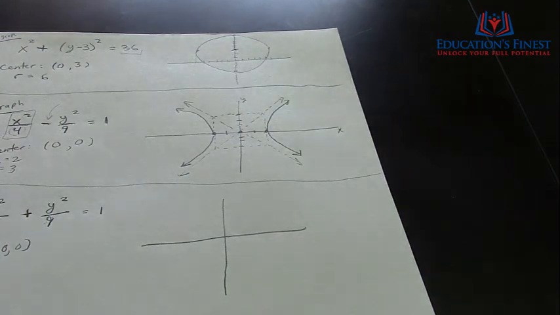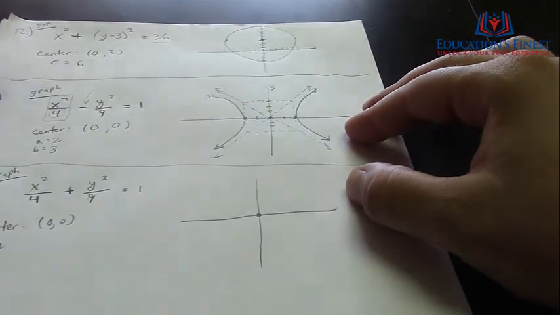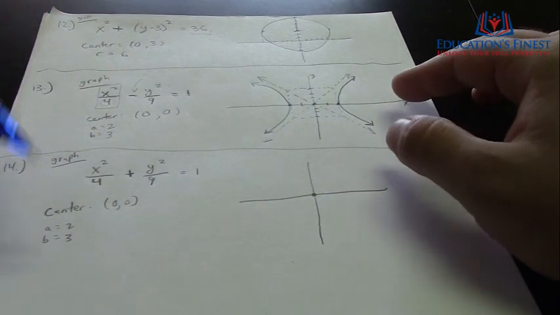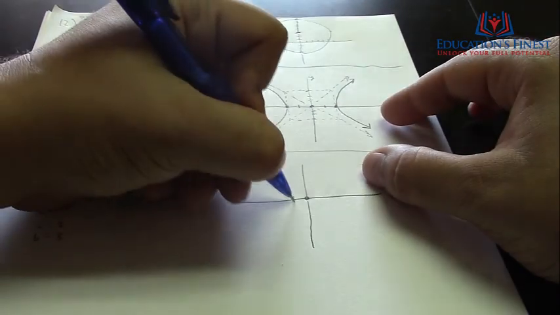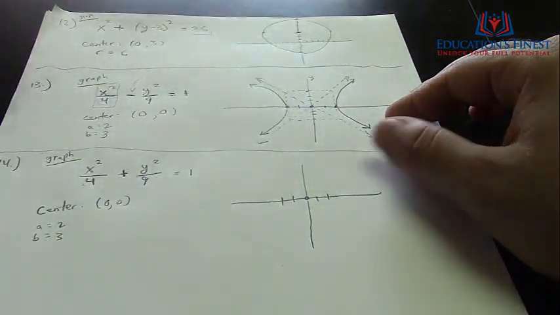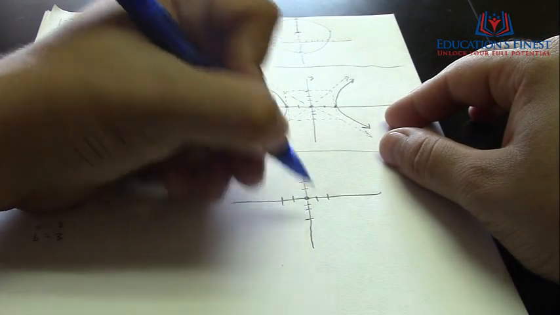Alright. Now, you graph your center, okay? And in this case, the A, remember, we got from underneath our x here. So you're going to go 2 left and 2 right from your center. And then your B is 3, 1, 2, 3. So that's going to go up and down, okay?